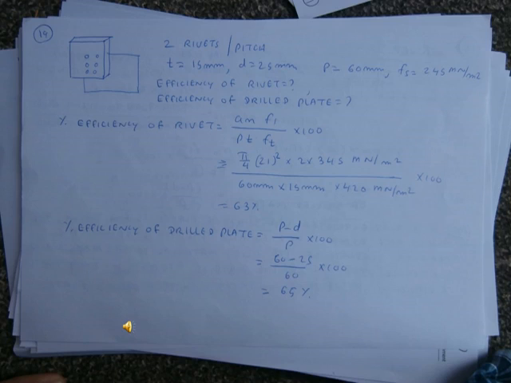Percentage efficiency of the drill plate equals P minus d divided by P multiplied by 100. So we get 60 minus 25 divided by 60 multiplied by 100. So you get 65%.